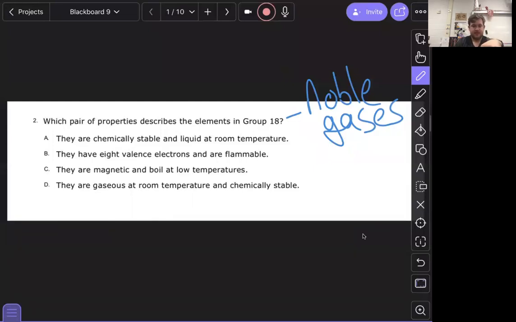Okay, so A says they are chemically stable. That's correct, but they're not liquid at room temperature. They have 8 valence electrons and are flammable. So this is what is going to trip us up. First of all, most of them aren't really flammable, and helium has 2 valence electrons, so not all of them have 8. They are magnetic and boil at low temperatures. Well, that's just wrong. So they are gases at room temperature and chemically stable.